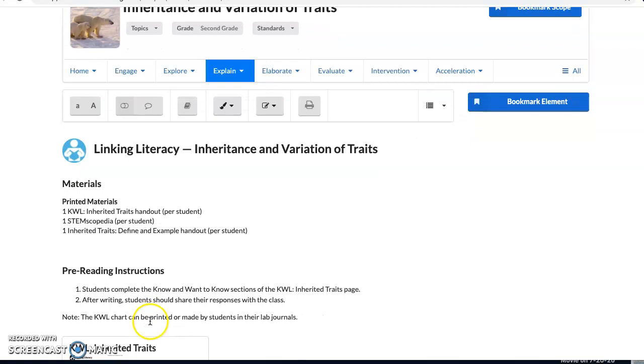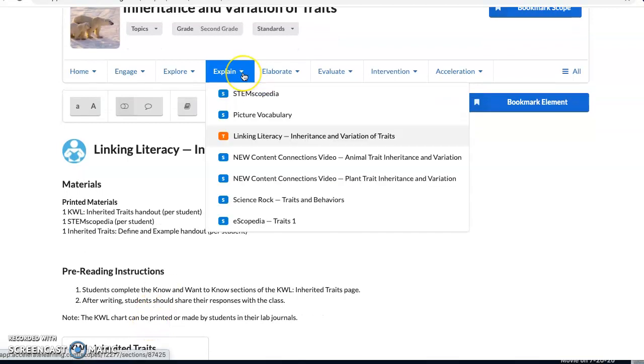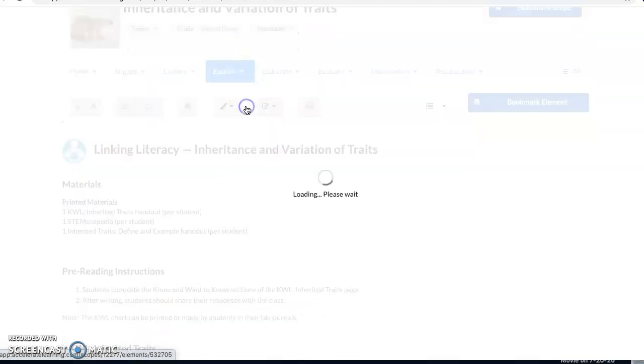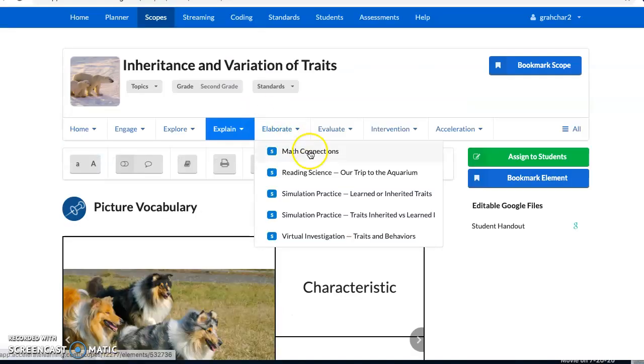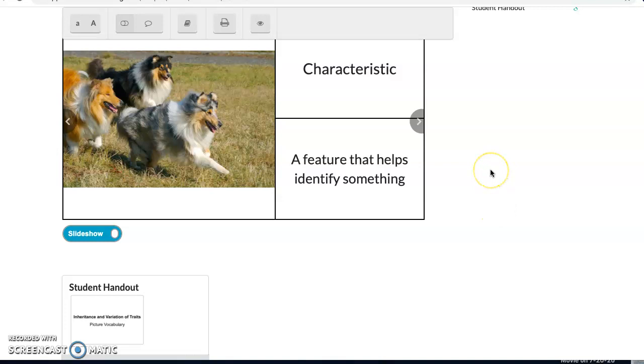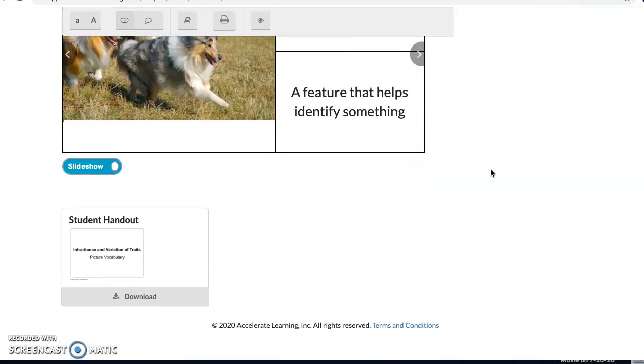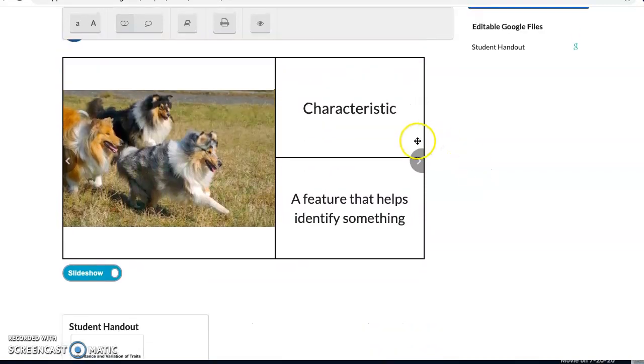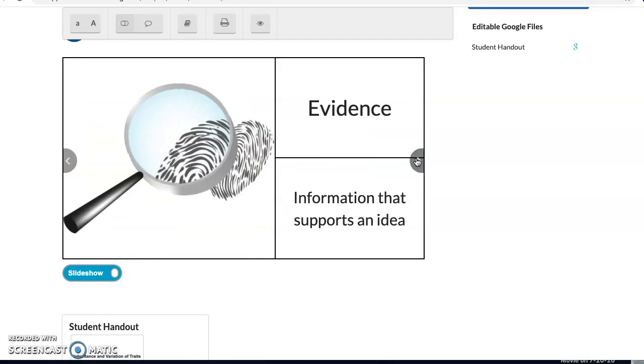Things can be downloaded and then posted to Google Classroom. There's also picture vocabulary for the explicit words that are called out by the curriculum. Again, during planning time, there may be other words that need to be highlighted or discussed for a particular scope. But these are here for students to have, back to that Marzano's vocabulary as well, picture, the term, and then definition for that term.